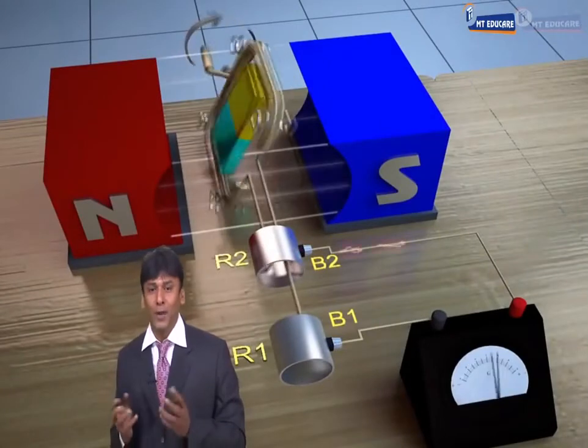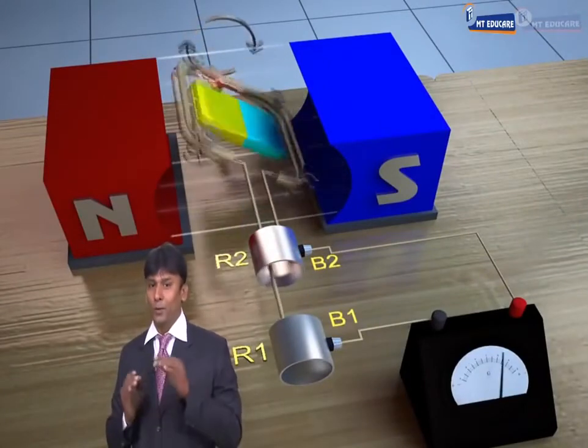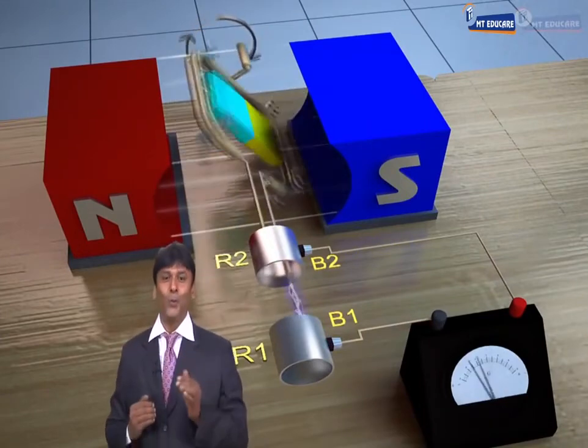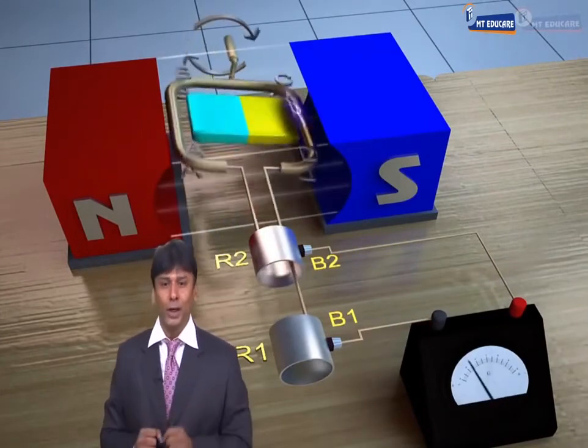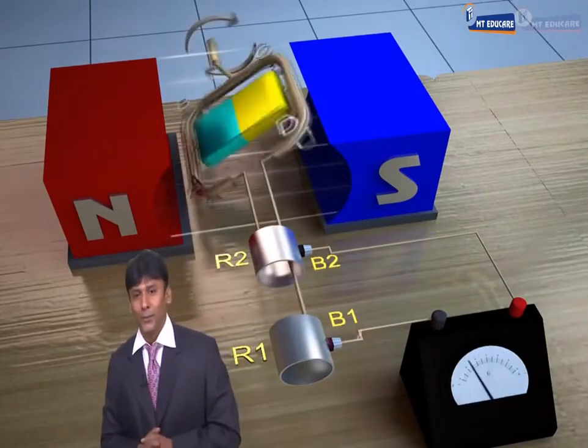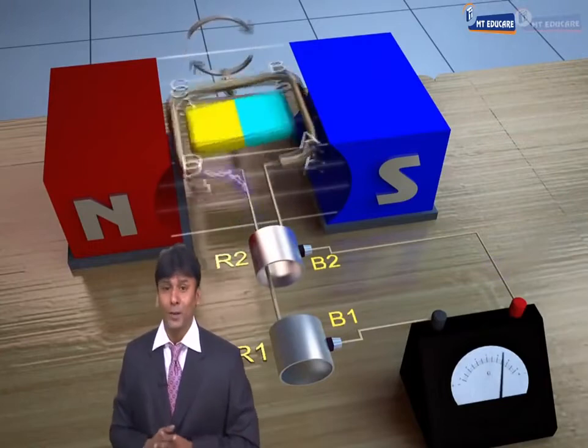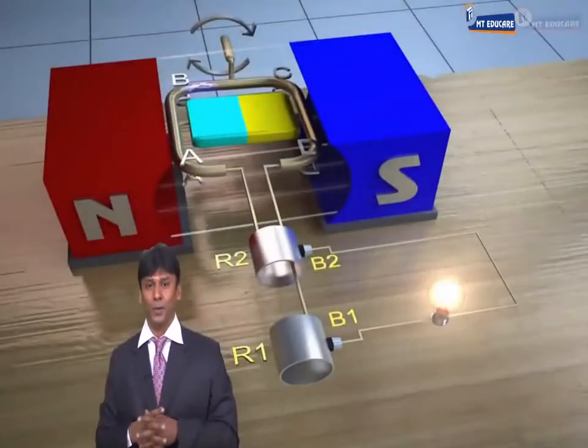Now looking at the same thing in fast forward, the current is once going from B1 to B2, and the second time the current is going from B2 to B1. As the direction of current is keeping on changing, therefore the current is called AC current and the generator is called an AC generator, right?